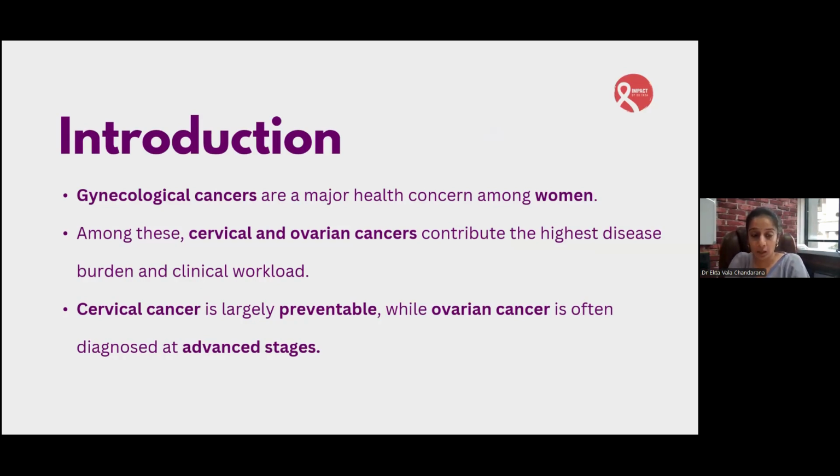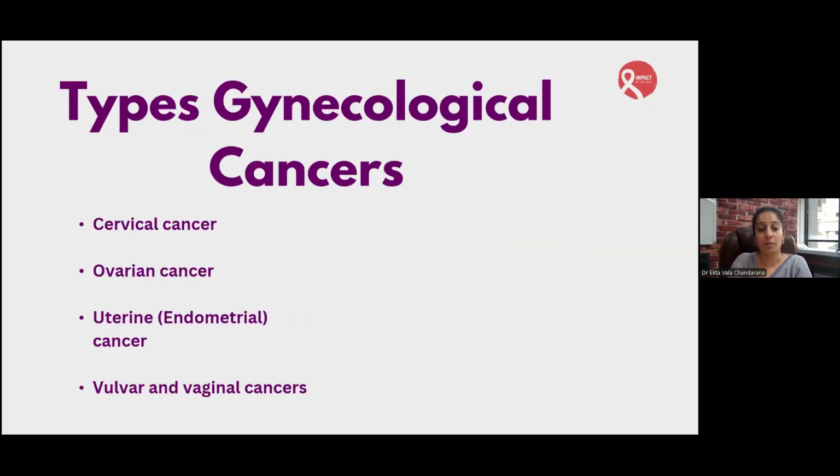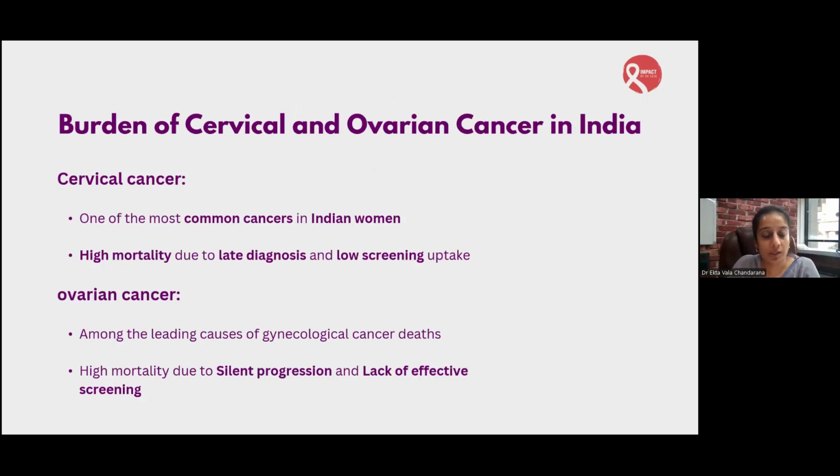So our whole session will focus on these two important cancers, and we'll try to discuss prevention of cervical cancer. So here are the important types of gynecological cancers. One is cervix, one is ovarian, then it is followed by uterine cancer, and of course the less common vulvar and vaginal cancers are also part of these cancers.